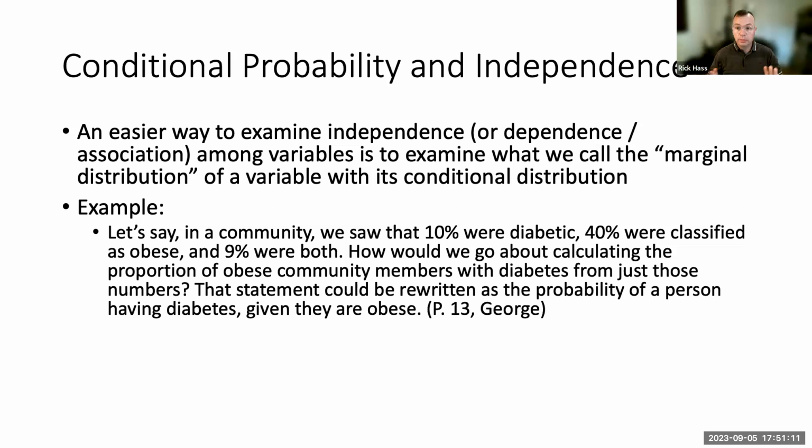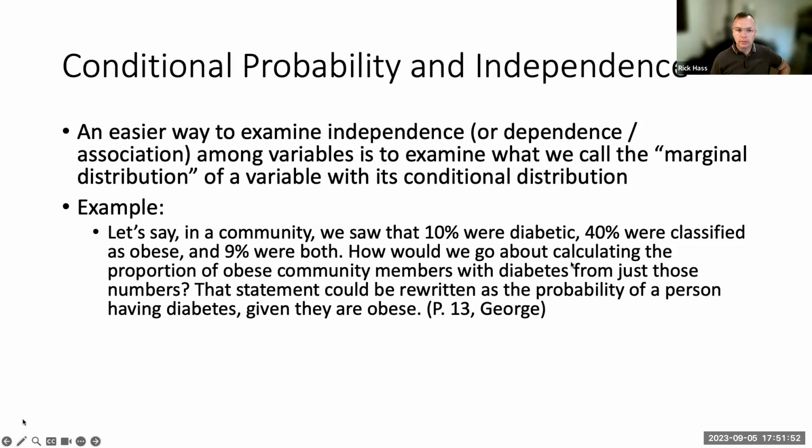40% were classified as obese. So that would be the marginal probability of obesity. And then we have our joint probability here. 9% were both. It's often the case that we can get a joint probability just by looking at combinations of variables. This is pretty easy to do. If we just ask people if they're diabetic and if they're obese, we can make a contingency table and get these percentages. That's not always the case with conditional probability. It can get pretty elaborate pretty quickly. It can get a little bit overwhelming.